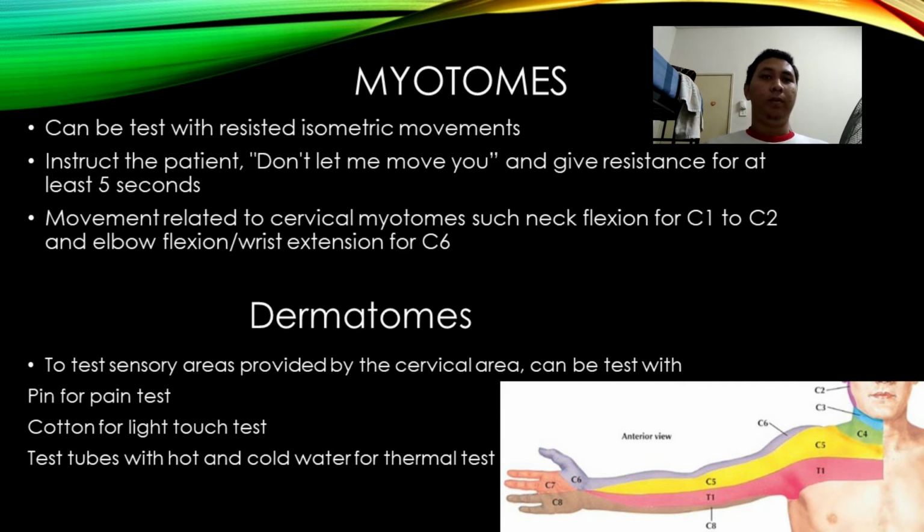For myotomes, they can be tested with a resisted isometric movement where the examiner instructs the patient, "Don't let me move you," and gives resistance for at least 5 seconds. The movements related to the cervical myotomes are, such as, neck movements for C1 and C2, and elbow flexion or wrist extension for C6.